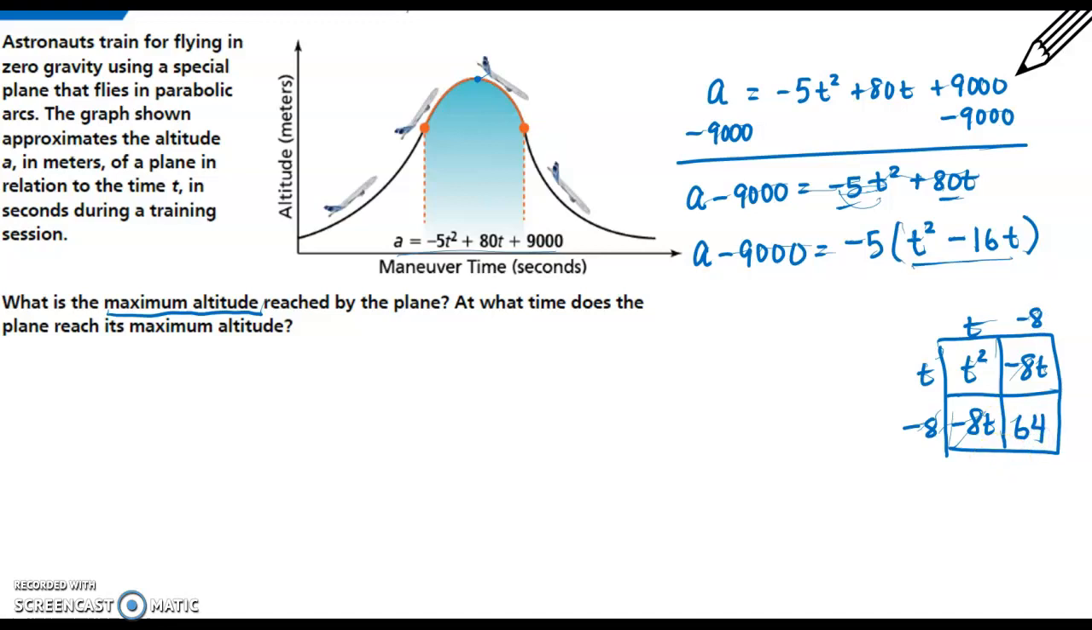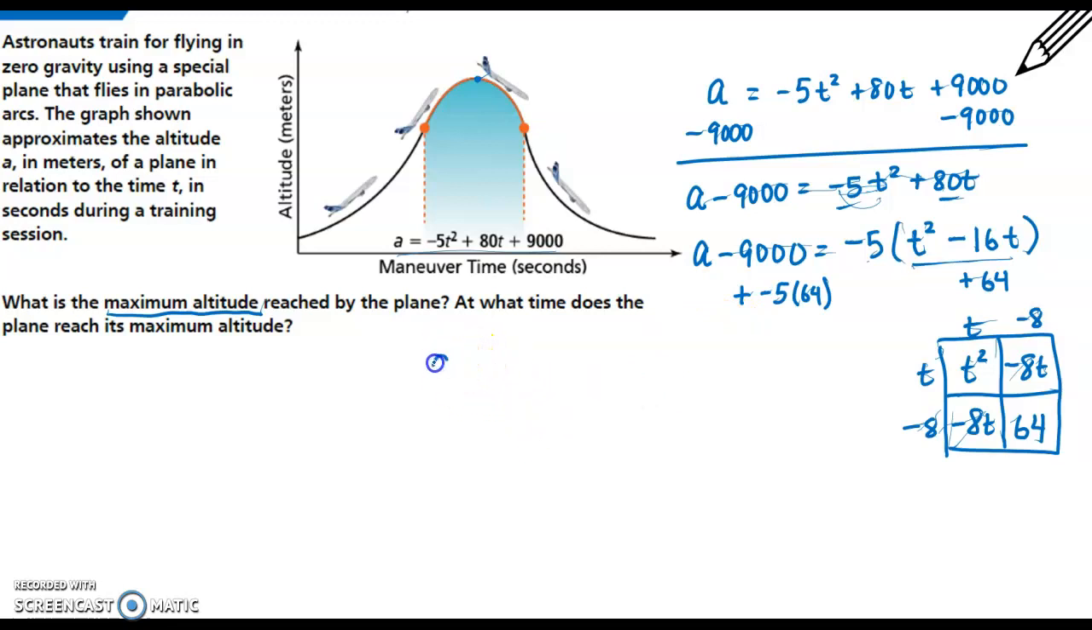The problem is, if I add 64 inside the parentheses, I'm not really adding 64. I'm adding negative 5 plus 64 because I want it to be inside the parentheses. So I need to add over here negative 5 times 64. So when a is not 1, you have to make sure that you're accounting for that when you complete your square.